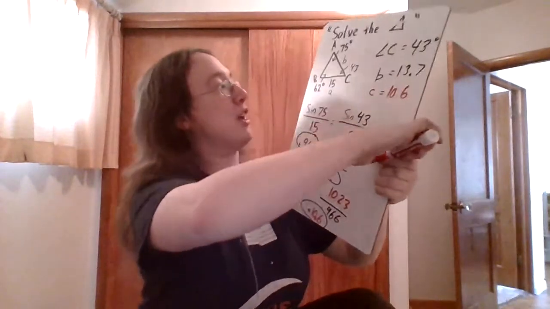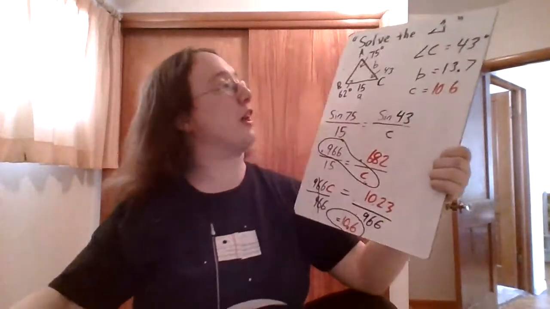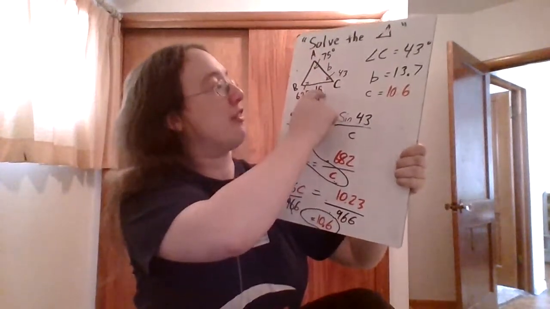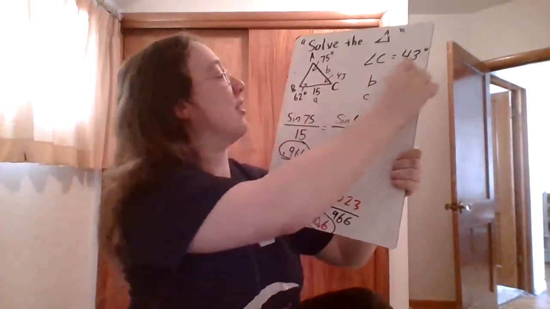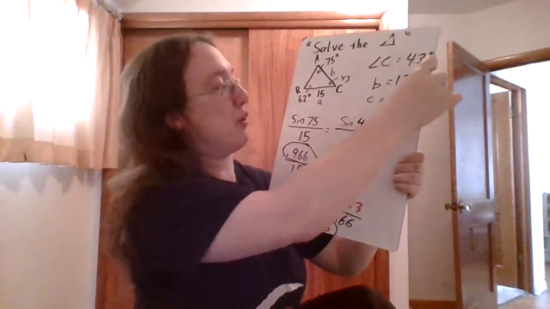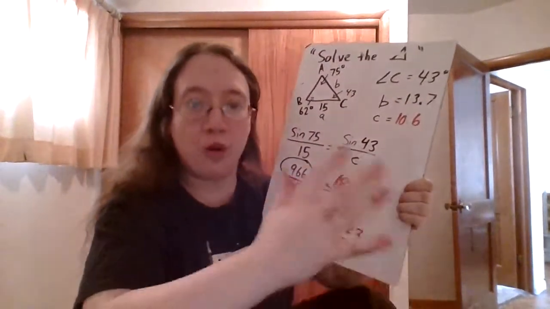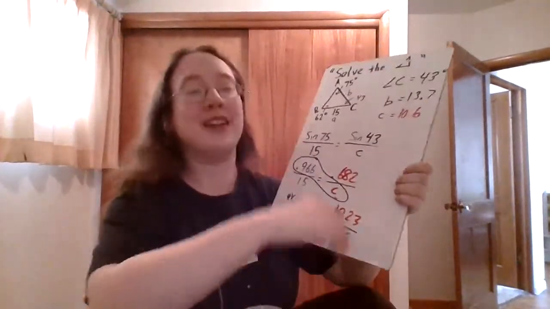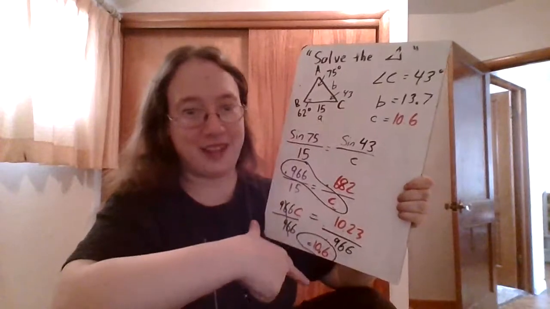And again, if we're looking back at our triangle, those look like reasonable things to get, because A is our biggest angle, that's across from our longest side. 15 is longer than both of these. B is our next biggest angle because 62 is bigger than 43. 13.7 is bigger than 10.6. Okay, we're in the right ballpark. These look like reasonable answers to get. This is the reason we're doing half of this today.